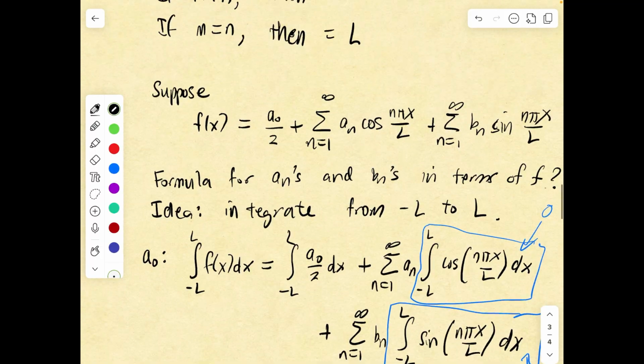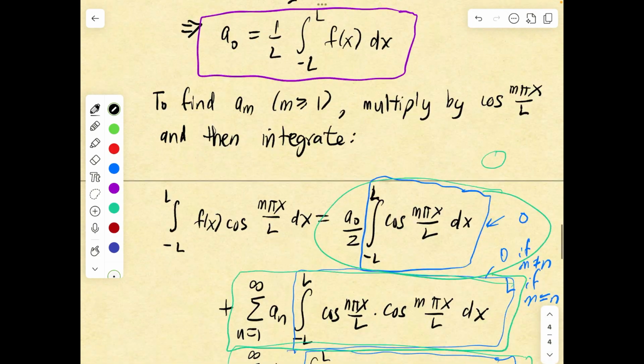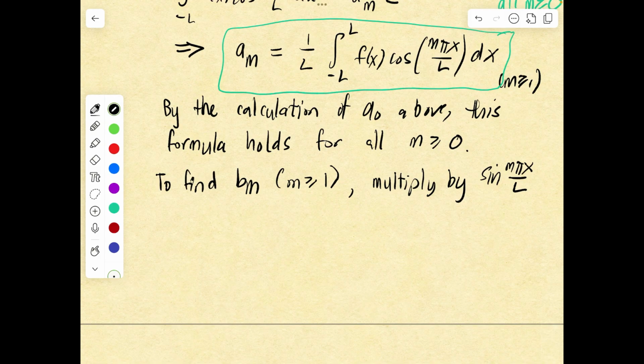The last formula is for a sub n, when n is greater than or equal to 1. You can just use the same formula for all integers m and n. Again, m and n are positive integers, so this formula is actually true for all m greater than or equal to 0, and we're going to use the product to sum formula again. So this is going to be one half times the integral from negative L to L of cosine of (m minus n) pi x over L dx. So that's the a sub m.